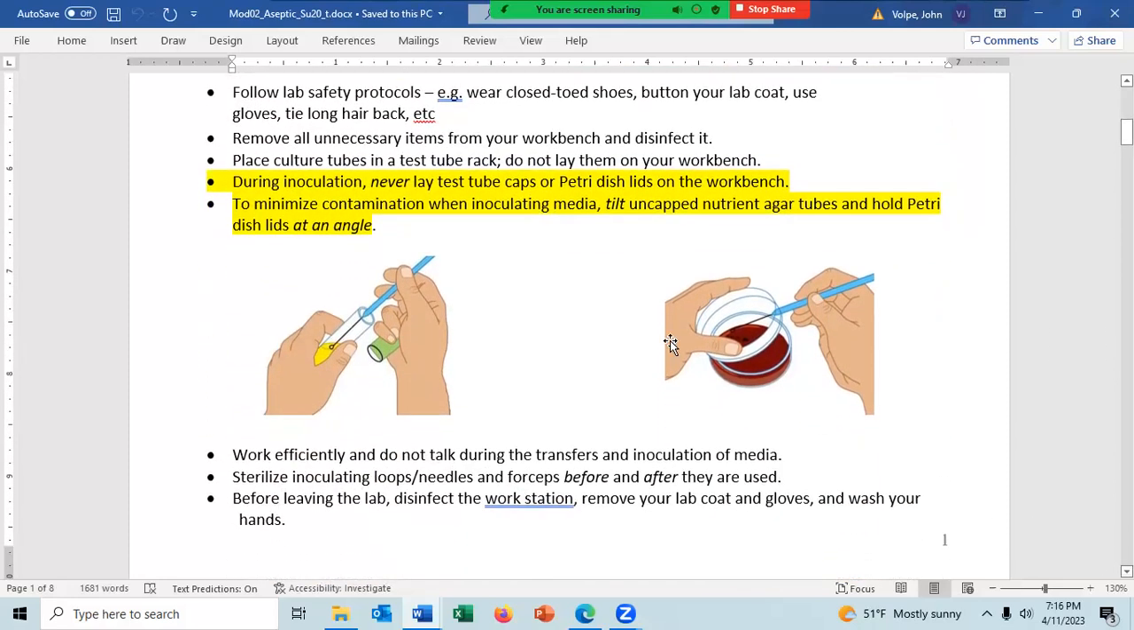During inoculation, never lay the test tube cap down on the workbench, or the lid of a petri dish down on the workbench. And you shouldn't take the lid off. So this is the lid, okay? And then put it upside down, which is actually better than putting it down on the workbench that way, because if you put it down that way, you'll definitely get contaminants on the edge of the lid.